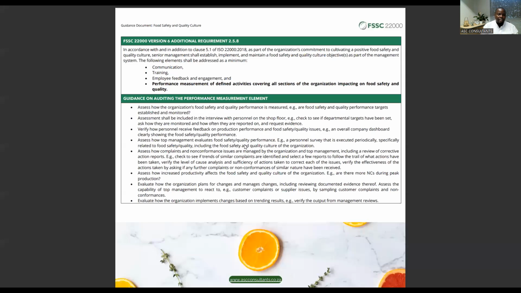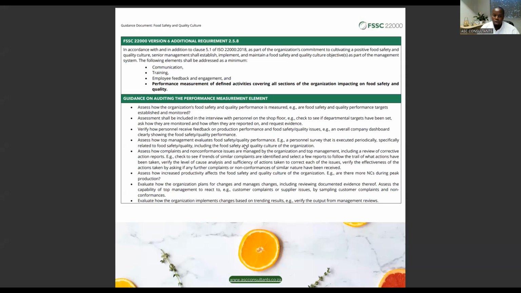We will also look at assessing how complaints and non-conformance issues, which is something that you are already doing, by the way, are managed by the organization and top management, including a review of corrective actions. For example, checking how the trends or similar complaints are being handled, and how to ensure that the effectiveness of these actions taken is being implemented. And again, evidence of that will need to be produced. We'll also look at how increased productivity affects the food safety and quality culture of the organization. How do you assess that?